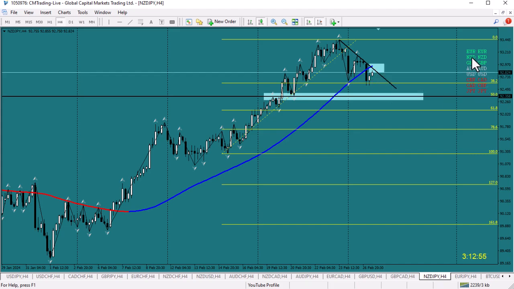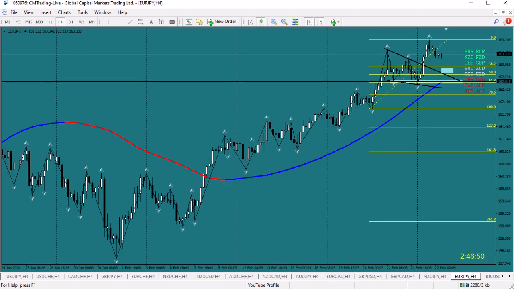Remember, New Zealand had all the sparkle. It just came down to second place. It doesn't mean it's losing steam. All it's saying is that the euro got a little bit stronger than the New Zealand. It is still stronger than all the other currencies. So I'm still keen with this. And my favorite trade idea for today is a potential long on the euro yen.